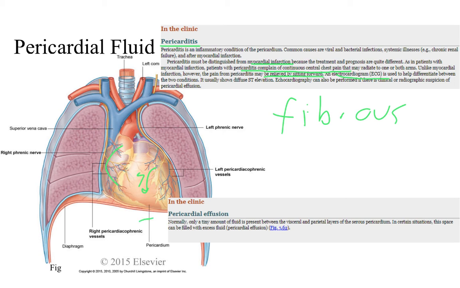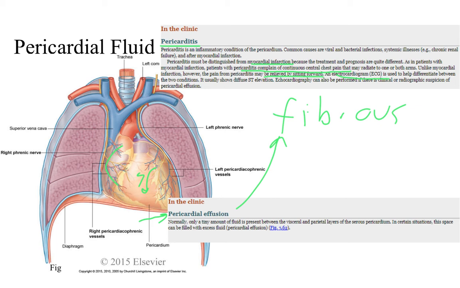And finally, the buildup of fluid in the pericardial sac is pericardial effusion. If it's a result of inflammation, the cause would be pericarditis. But if it's the result of bleeding or chest trauma filling up that pericardial sac, then it's not going to be pericarditis.